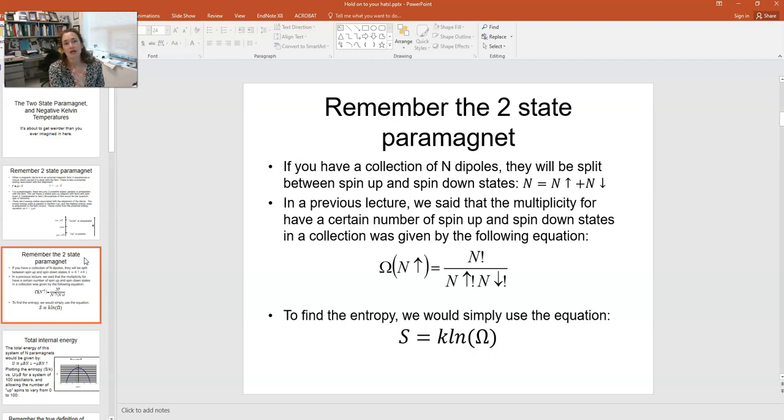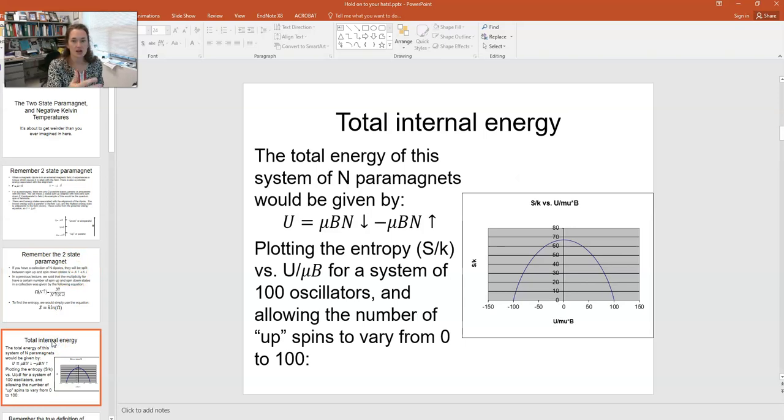Now, if you're trying to calculate an entropy from a multiplicity, you just use the equation S is equal to Boltzmann's constant k times the natural log of the multiplicity, all right? So, from knowing the multiplicity, the number of ways that you can arrange having 100 spin-up particles, you can calculate an entropy.